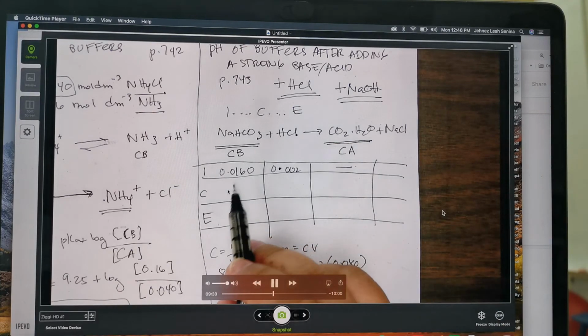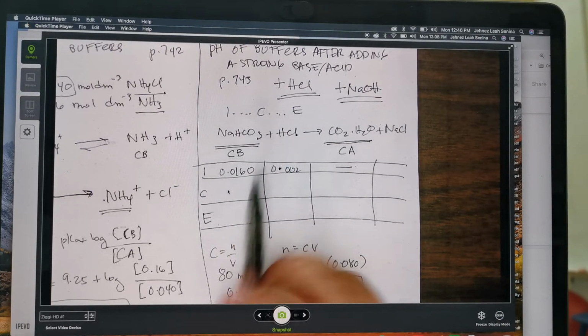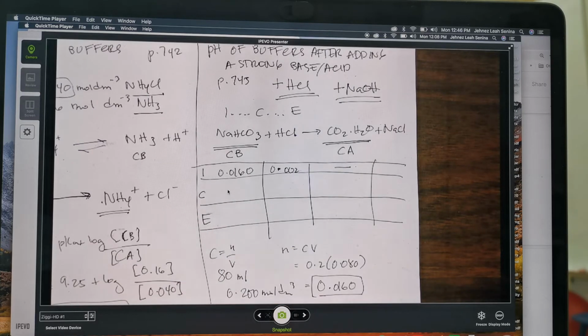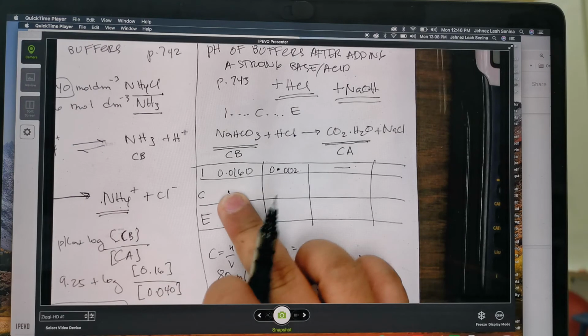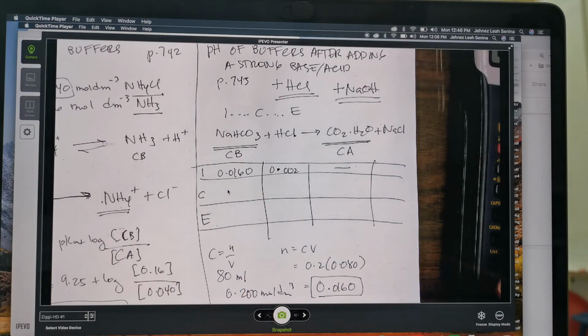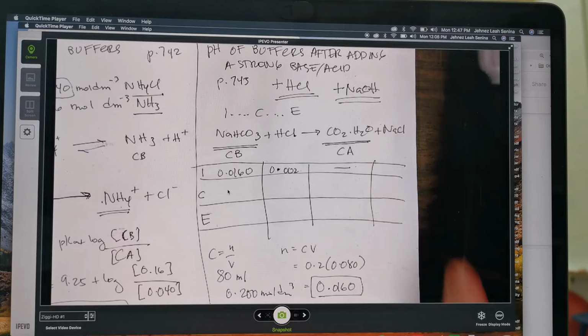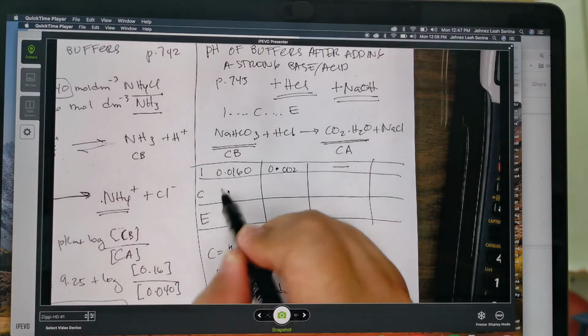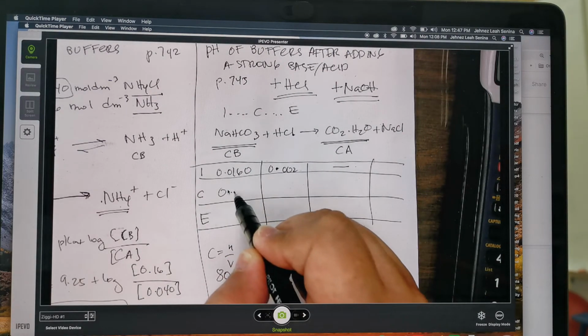Now, after they react, how much is left of sodium hydrogen carbonate? You just simply subtract 0.0160 minus 0.002. Let me try that. 0.0160 minus 0.002 is 0.014.